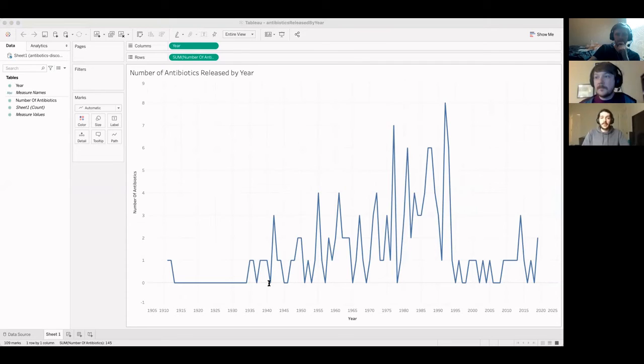The visual you're seeing right now is the number of antibiotics released by year, starting at, I believe, 1911. You're able to see the trend here where there were lots of antibiotics being discovered up until 1995. We're not really sure what happens in 1995, but there just really isn't any research being done in development of new antibiotics. This forces doctors to prescribe higher order antibiotics for less serious infections. And that's really where the antibacterial resistance is coming from.